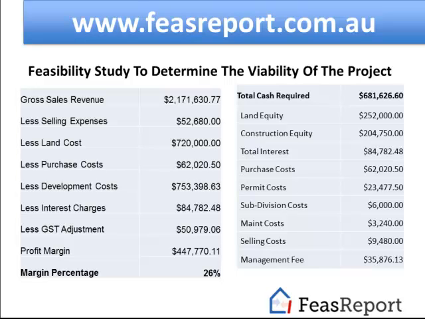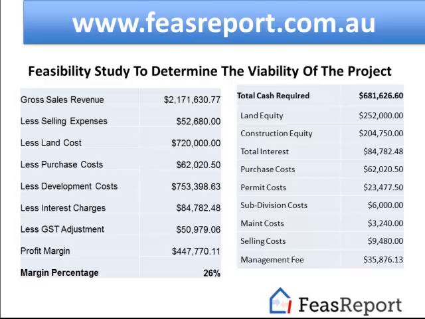The next thing which we highlight here is the interest charges. So this is the amount of money you need to service the loan. And the last one is your GST adjustment, which is the difference between the GST collected and the GST paid during the construction. And once you subtract all those expenses from the gross sales revenue, you come up with your profit margin. And in percentage terms, in this example here, we have 26%.